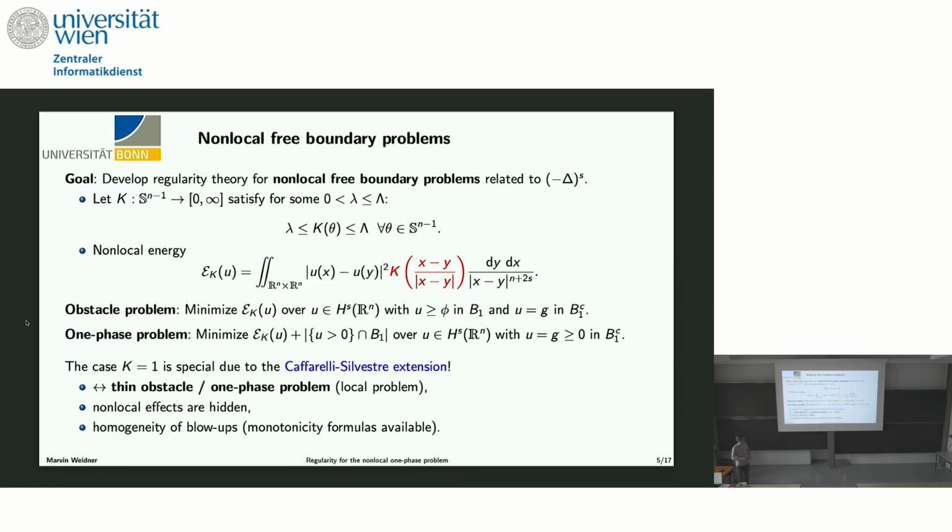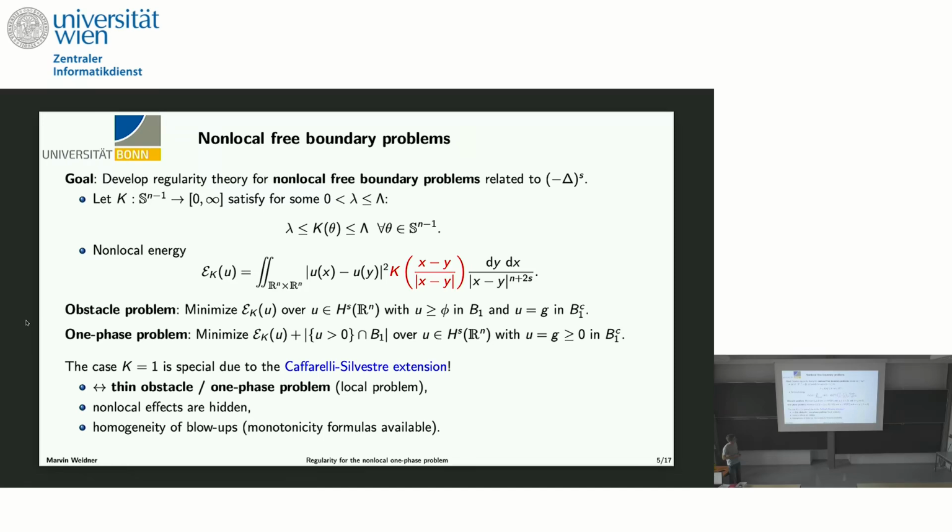And monotonicity formulas, as we all know, are crucial in the study of the classification of blowups because they give you homogeneity. In these more general problems where you have anisotropy, you cannot expect any monotonicity formula. So you really need to bypass monotonicity formulas in everything that you do.